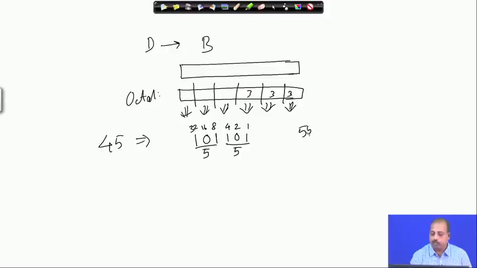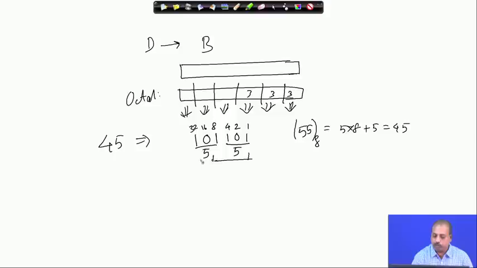So, 55 to the base 8. You can verify it is 5 into 8 plus 5, so that is equal to 45. So, this 55 in octal system is 45 in the decimal system. The same number, if you want to represent in hexadecimal form, then you have to take 4-bit groups.